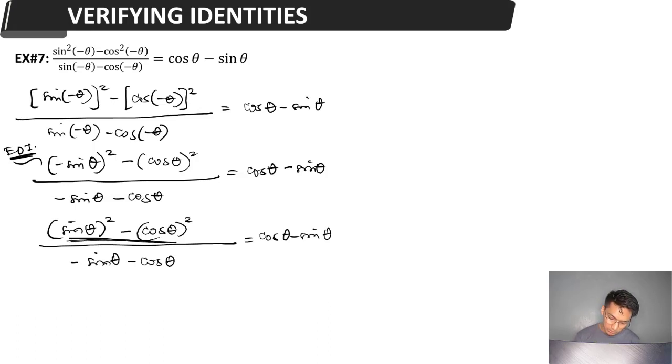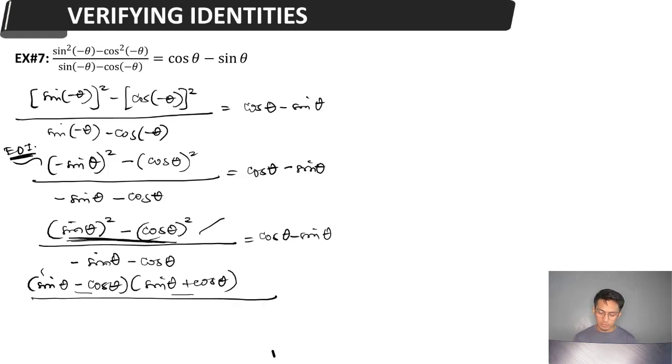I-factor out natin itong numerator. So we have sine theta minus cosine theta times the quantity of sine theta plus cosine theta. Paano yan yung naging factor nitong sine theta square natin minus cosine theta square? Para ma-check natin if all method natin itong dalawa na to. And ito yung kalalabasan niyan. Gamitan ulit natin ng algebraic solution yung denominator. I-factor out natin yung negative sign. Paano yon? So, ilabas natin negative.